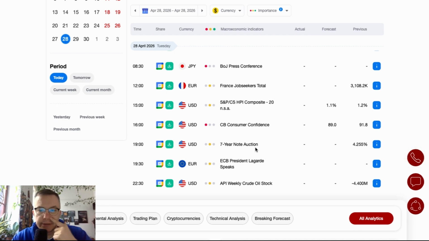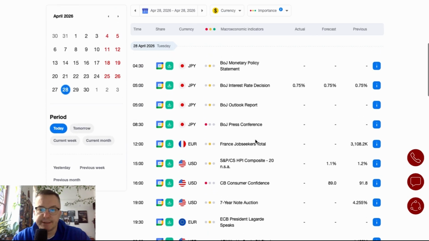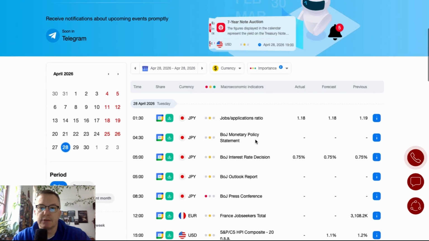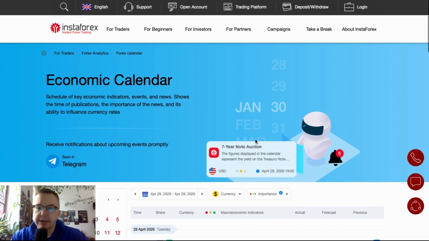One more is during the US session, and this is the consumer confidence data from the USA scheduled for release at 4 o'clock. Then we have the 7-year note auction at 7 o'clock. At 7:30 ECB President Christine Lagarde will give a speech, and then at 10:30 we got the API weekly crude oil stock data release. So that's the calendar for today. So without any further ado, let's switch to the charts and we start with euro dollar.